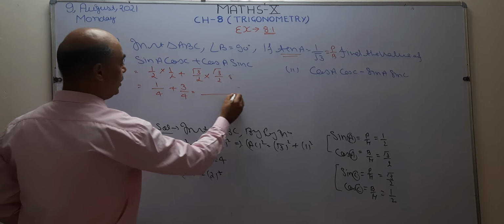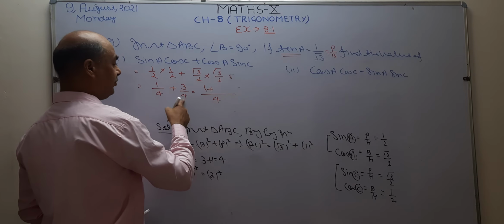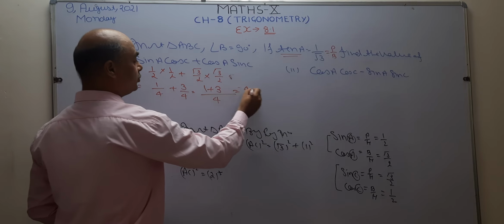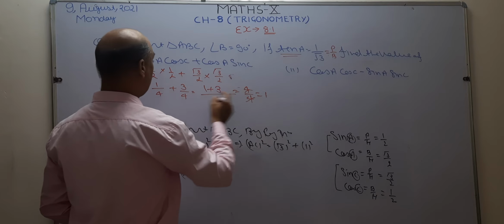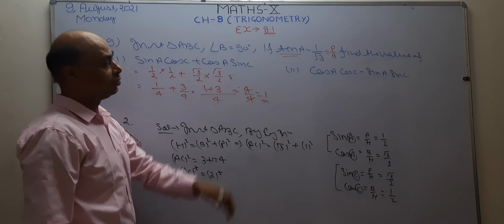Now take LCM. LCM of 4 and 4 is 4. 4 is cancelled with 4. What is left? 1. 4 is cancelled with 4. What is left? 3. 3 plus 1 is 4. 4 by 4 is going to cancel. So the answer of the first part becomes 1. Okay. In the same way I want to solve the second part.